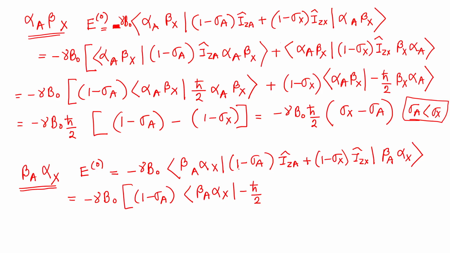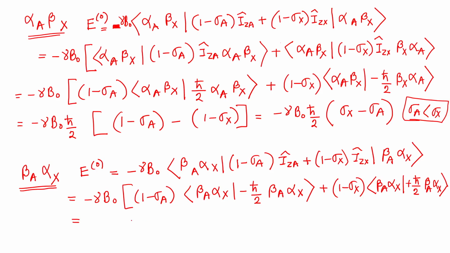So Iz A is going to operate on beta A. That means I am going to get beta A alpha x with minus h bar by 2 weight. And then I am going to have 1 minus sigma x beta A alpha x, and Iz X is going to operate on alpha x, so that is going to remain plus h cut by 2 beta A alpha x.